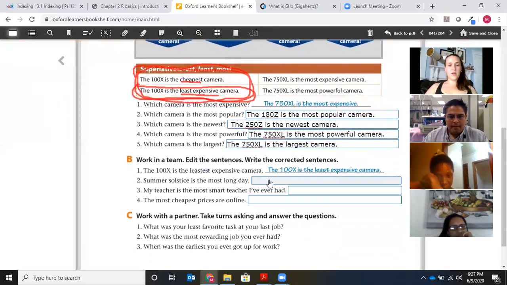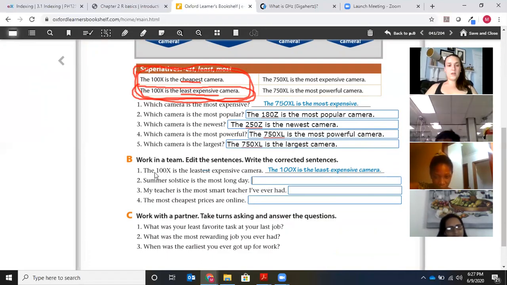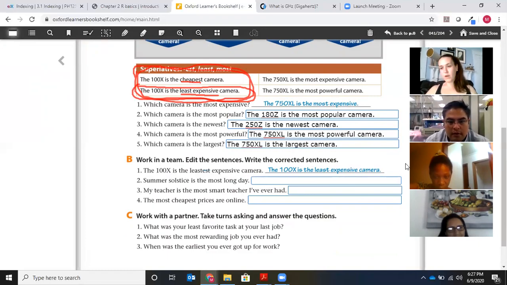Ooh, and this is going to get fun. Okay, Ada, you're up next. So I'll go ahead and read this one so we have an example. So this person wrote the 100X is the leastest expensive camera. The leastest expensive. Does that sound right? Nope. So they got rid of that and they wrote it correctly, which is the 100X is the least expensive camera. Right? Okay, so what I'm going to do is I'll read it because I don't want you guys to practice reading the wrong thing. But I want you guys to tell me what the correct sentence is.